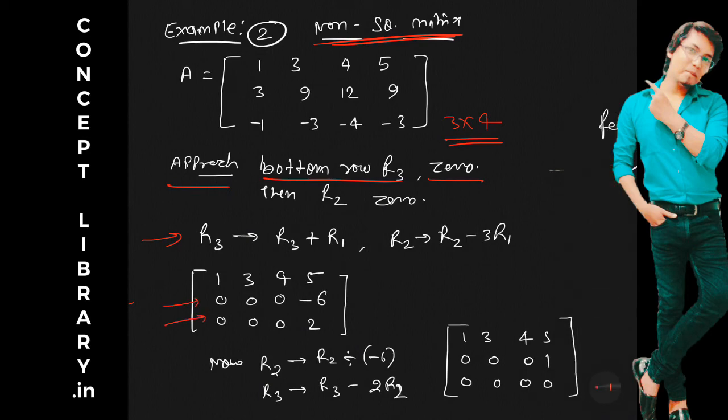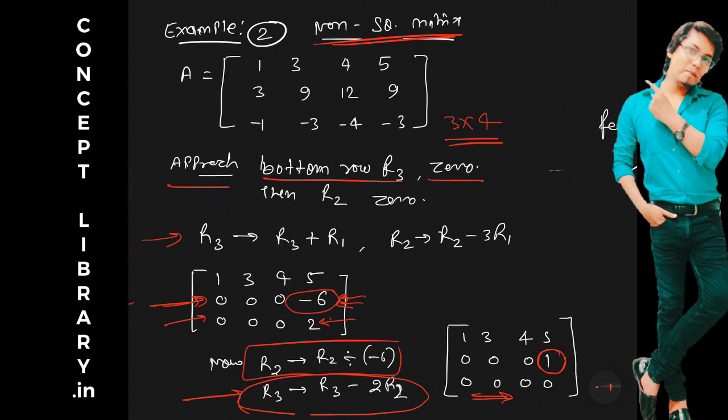Now our job is to make this 1 here and to make this 0 here. To make this 1, we can divide R2 by -6. So I am dividing the entire row by -6, and I get 1 here. Then I will write R3 so that I have to remove this 2 from here, I mean make it 0. To make this 0, this 1 will be helpful. So that's why I am writing this operation: R3 equals R3 minus 2R1.